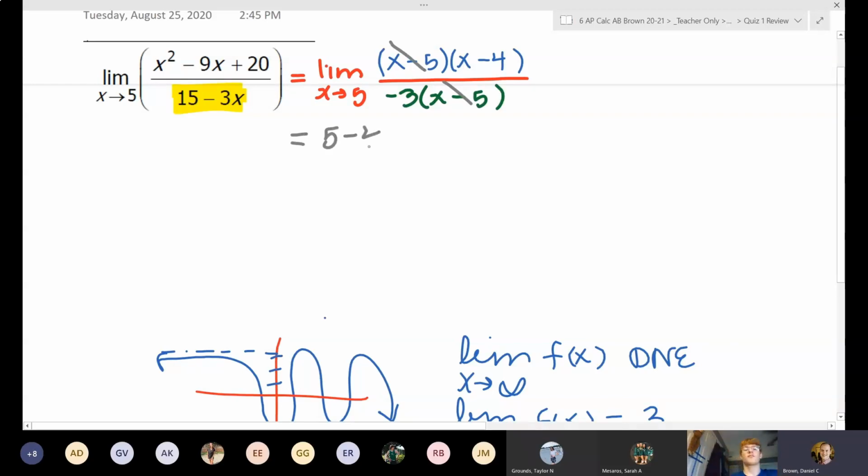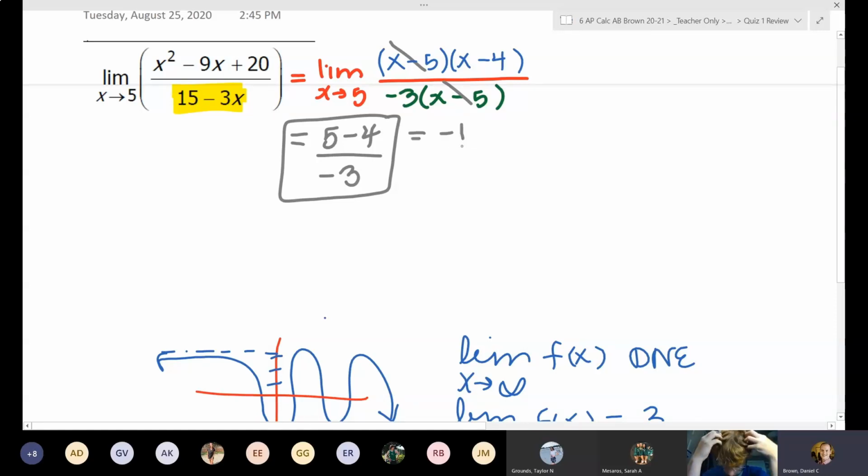So I have 5 minus 4 all over -3. Remember, you can leave your answers like that. That answer does not bother me at all. Most of you will simplify it, and we do get -1/3, but both of those answers would be okay. Any questions on that problem?